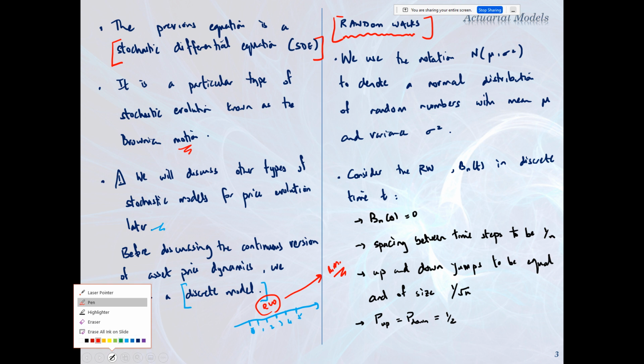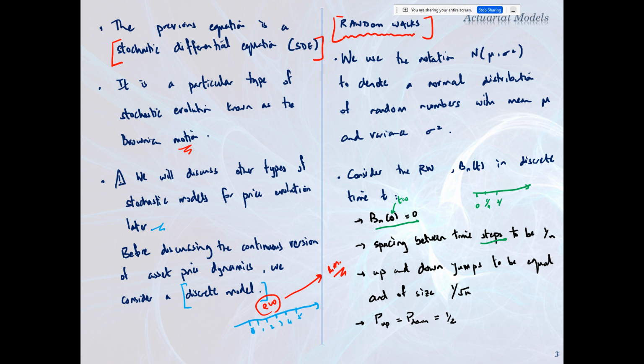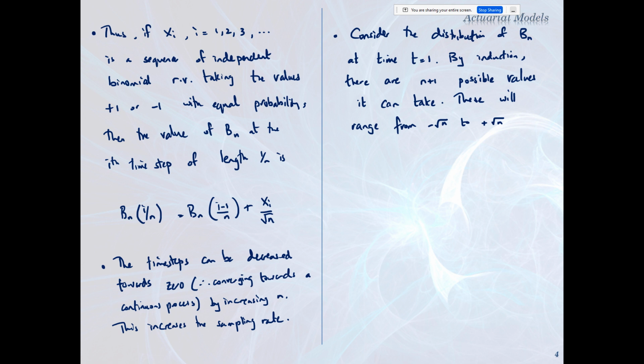B_n(0) is equal to 0, so it is starting at 0. So at time t equal to 0, B_n(0) is equal to 0. The spacing between the time steps is 1 over n. So your axis will be like this, 1 over n, 2 over n, etc. Up and down jumps are equal in size, 1 over square root n. Okay, so I think we can draw it like this here.